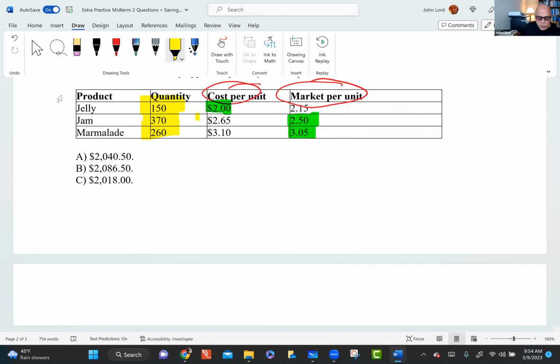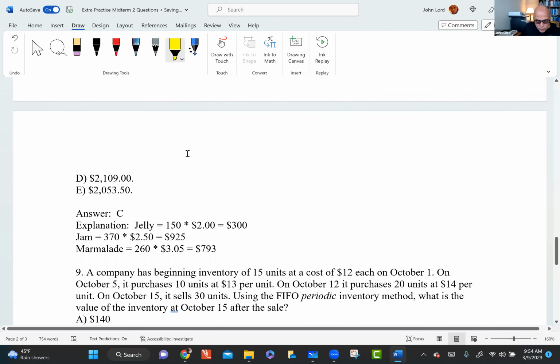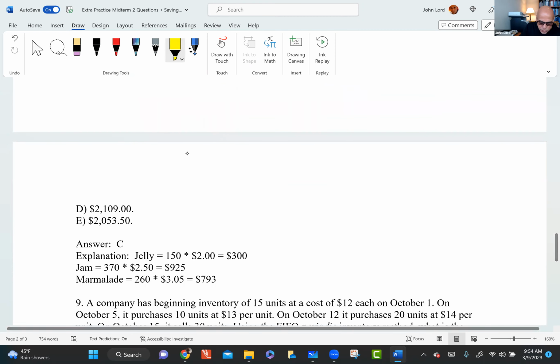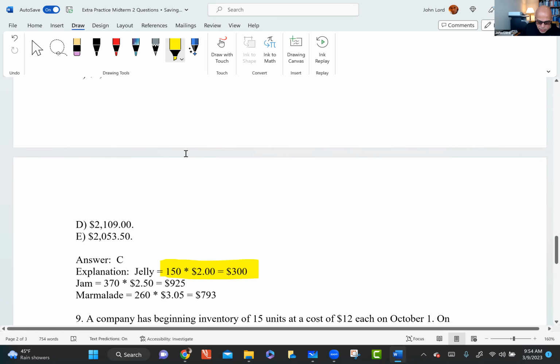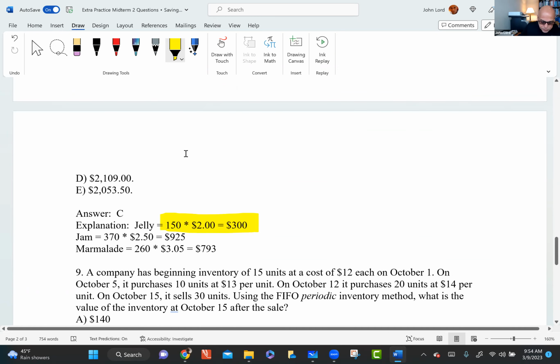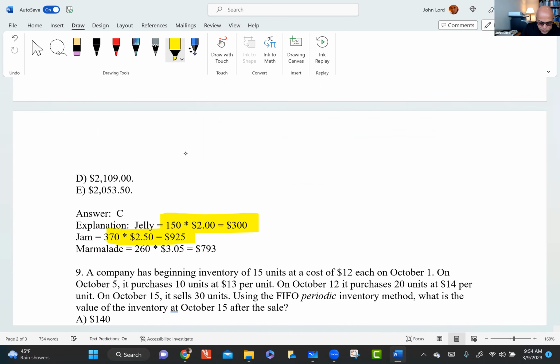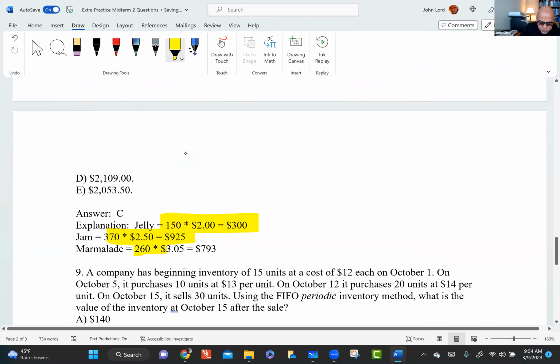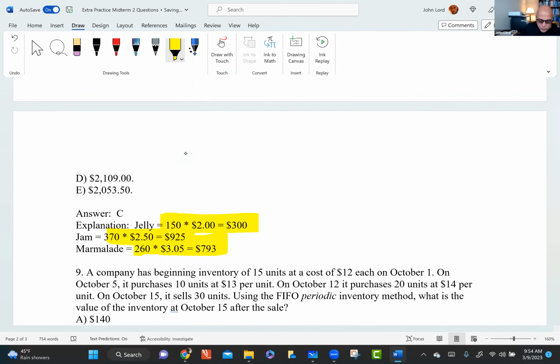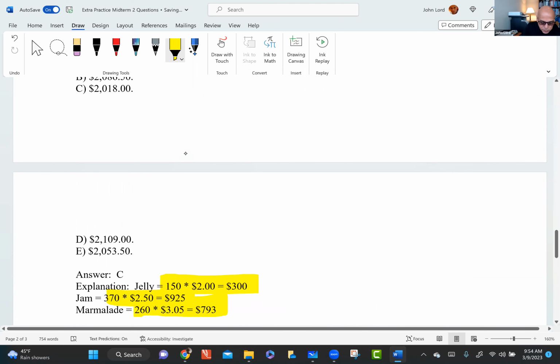Very, very straightforward stuff, guys. So it'll be the 150 times the $2, the 250, okay, the lower market there, times the 370 units. Now where'd that go? Right here, okay. And then those 260 marmalade, whatever, are at 305. Add those together, that gives us what? The correct answer here, which is C.